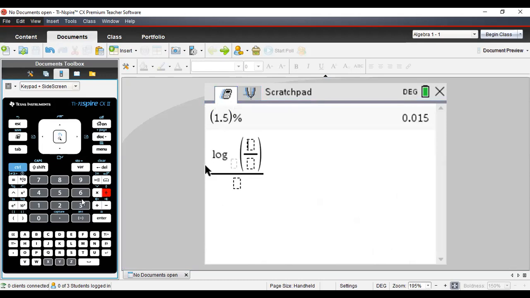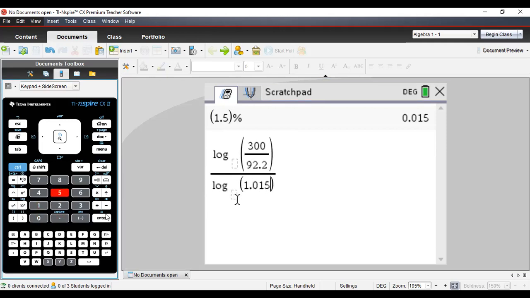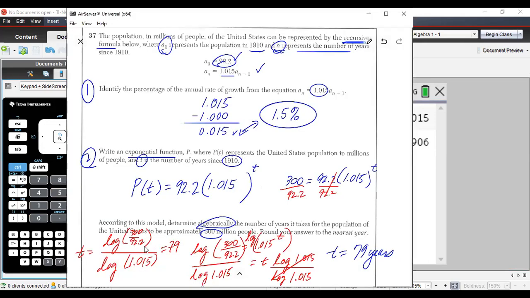That's going to be 300. And this is going to be 92.2. And then I'm going to go down to the bottom. I'm going to put a log in there as well. And then I'm going to put in here 1.015 and then press enter. And there we go. It's 79. We knew that. We already knew the answer. So that would be our answer, 79 years. So if I go back over here, you can see that our algebra gave us the same answer as when we did it graphically. So we've checked it.